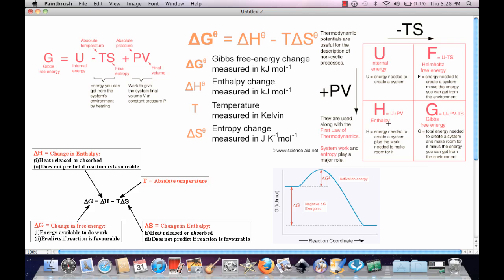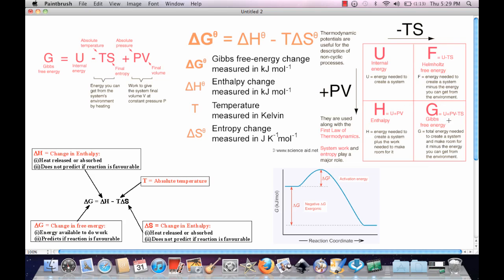Now enthalpy is basically energy in the internal environment plus the work given to the system: internal energy plus PV, so U plus W. So H is basically the energy needed to create a system plus the work needed to make room for it. That makes sense. Now Gibbs free energy total is basically you take all this and you add them together.